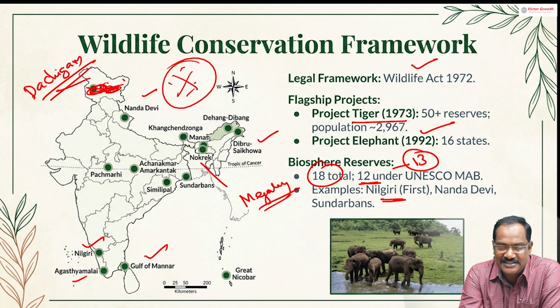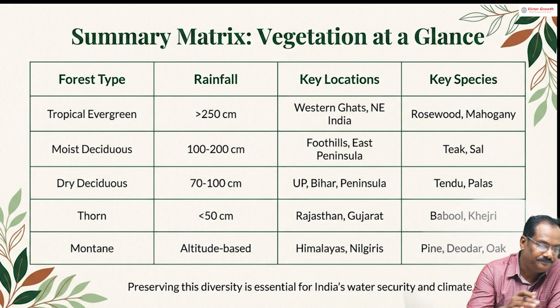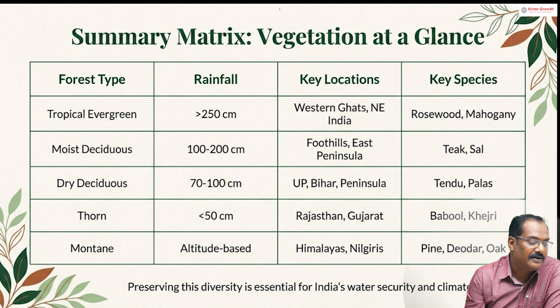So the Wildlife Act, most of you know, 1972. Just after that, we had Project Tiger. Then the elephant project comes only in 1992. So these are the metrics.